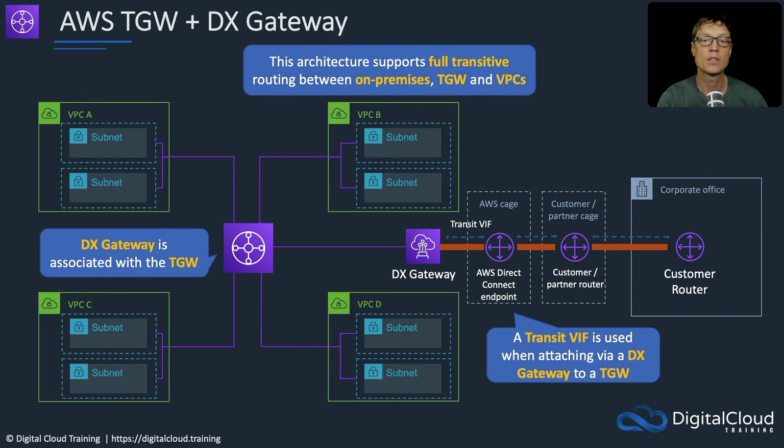Now, this architecture then supports full transitive routing between on-premises, the transit gateway, and all of those connected VPCs. As you can imagine, when your company gets bigger and starts using more VPCs in more regions, and you want to have that transitive peering between them, it can get so complex that Transit Gateway will really solve a lot of challenges. So that's it for this lesson. I'll see you in the next lesson.